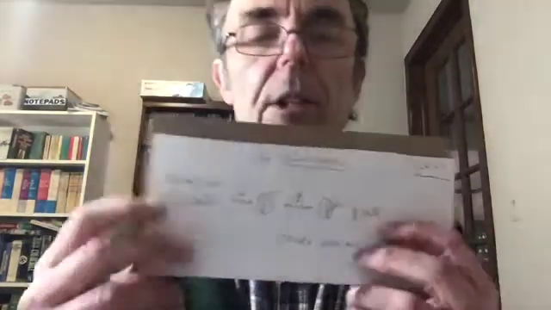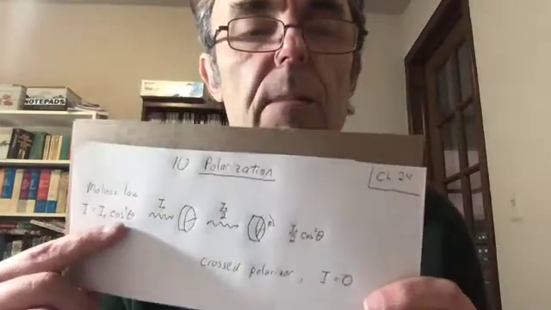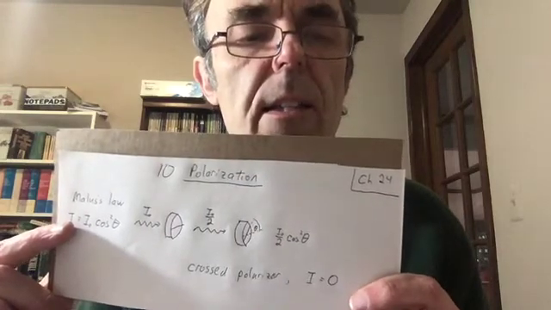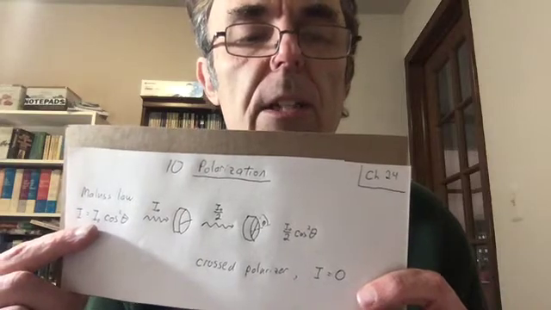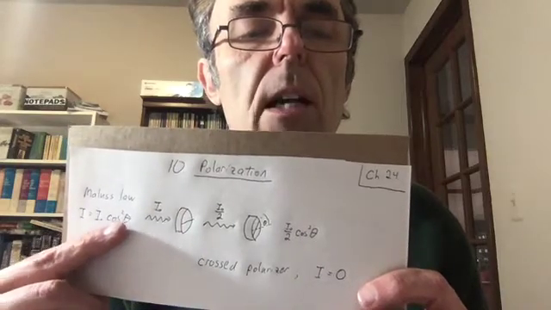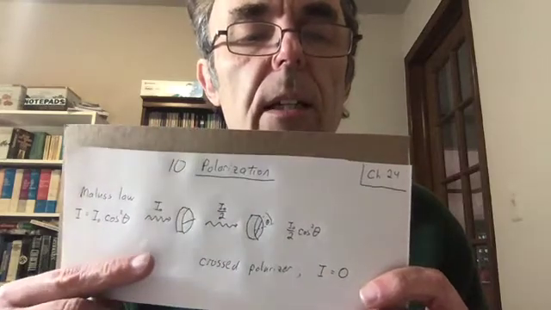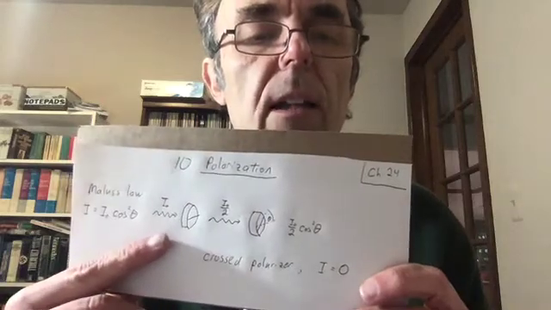The last topic in chapter 24 was polarization. A key idea in polarization is Malus's law. The intensity of light coming out of a polarizer is equal to the intensity going in times cosine squared theta, where theta is the angle between the polarization axis of the polarizer and the polarization of the light.